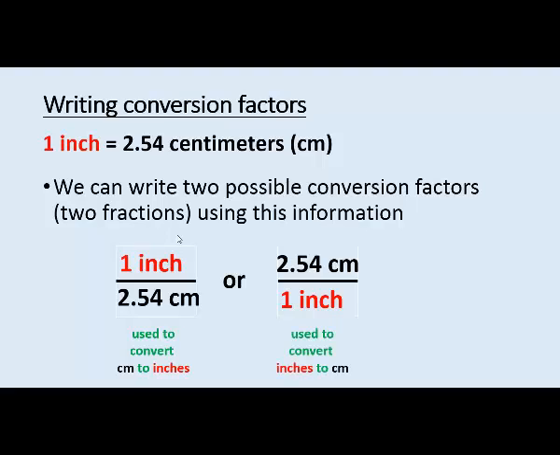Okay, so I have to be able to decide which one of these I need to use, and by writing my units down, I can see that I would cancel out the units of the number that I'm trying to convert from and provide the units in the end that did not cancel, the units I'm trying to convert it to.